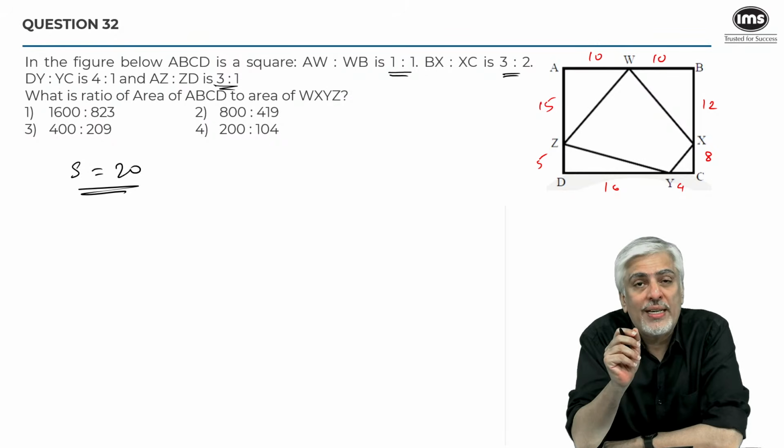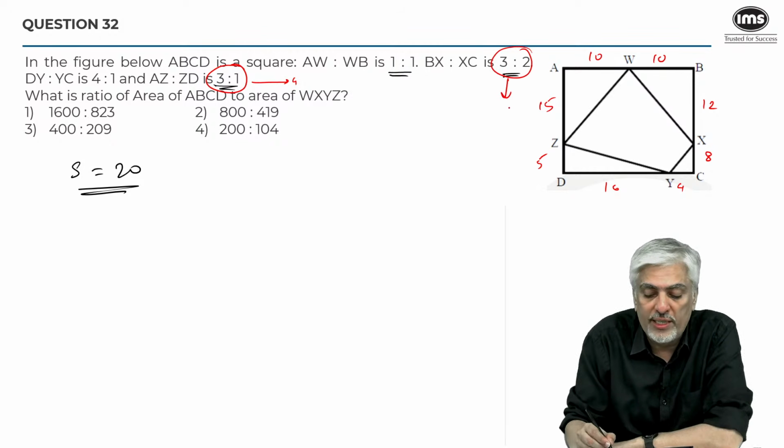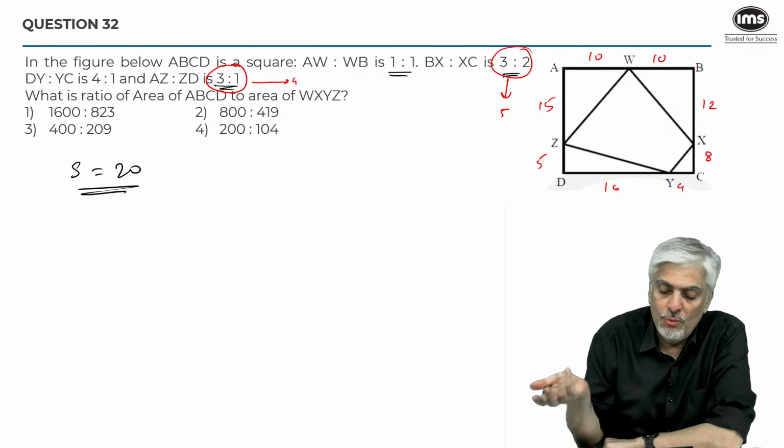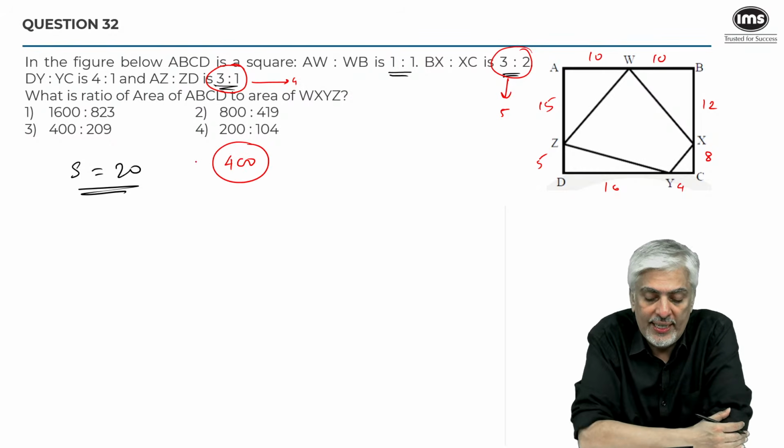Why did I assume 20? Pay attention to that very carefully. There was one time it was being broken up into 3 is to 1, that is 4 parts. And once it was being broken up 3 is to 2, that is 5 parts. So I took the LCM of 5 and 4, which is 20. Once I got that, the area of the square is 400, 20 by 20.